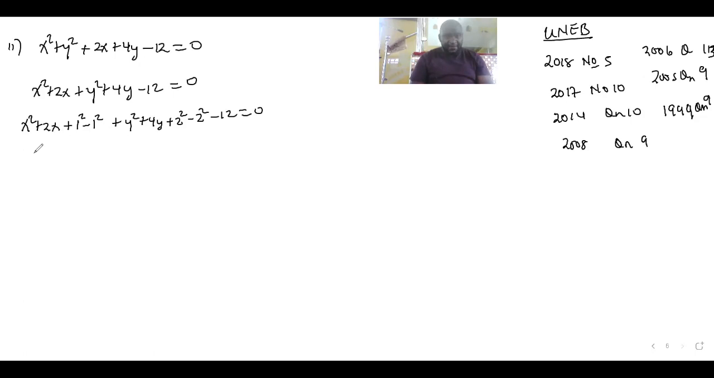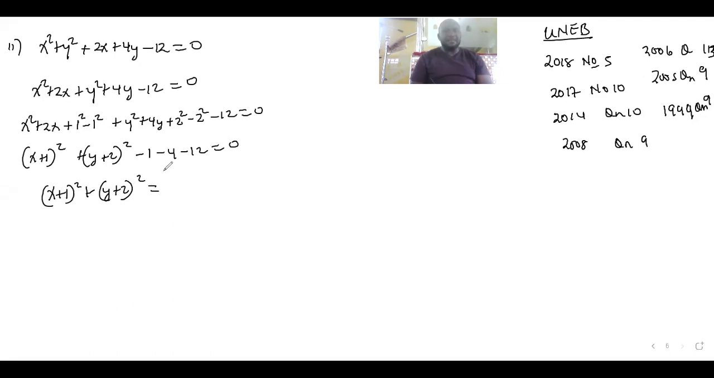So this will give us x plus 1 squared plus y plus 2 squared minus 1 minus 4 minus 12 is 0. So x plus 1 squared plus y plus 2 squared will give us 17. So the center is (-1, -2). The radius r is root of what? 17. Hence, you would have handled the question.